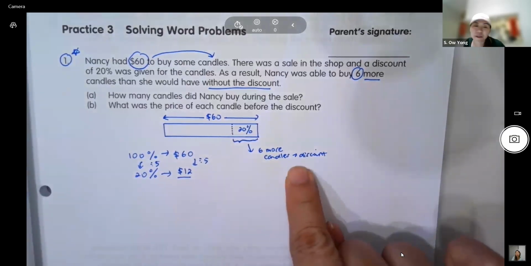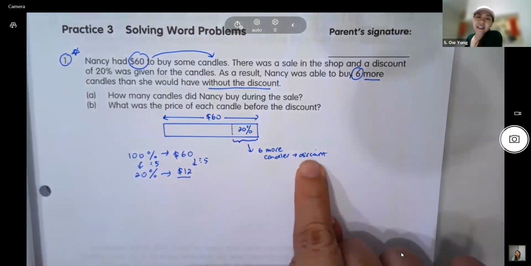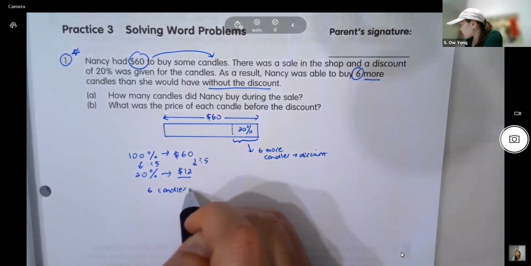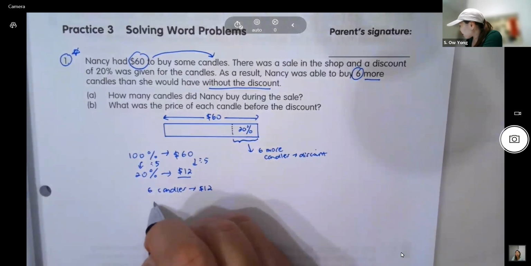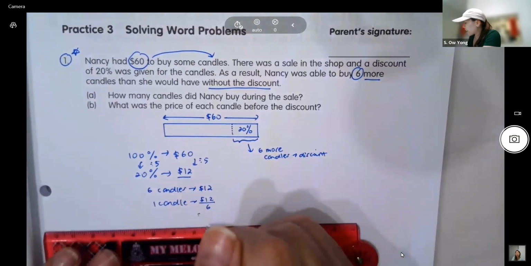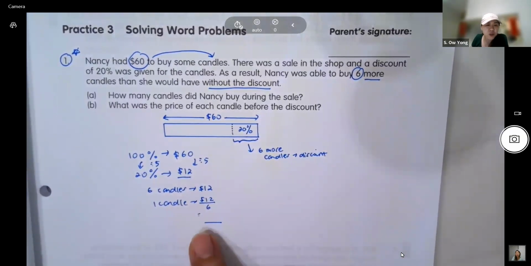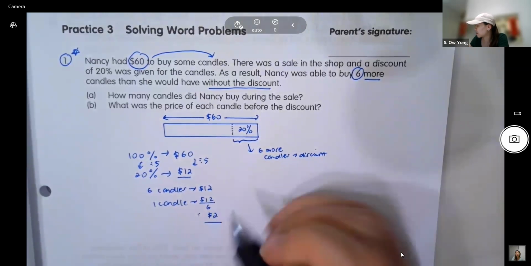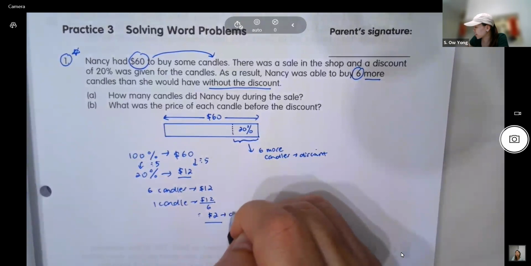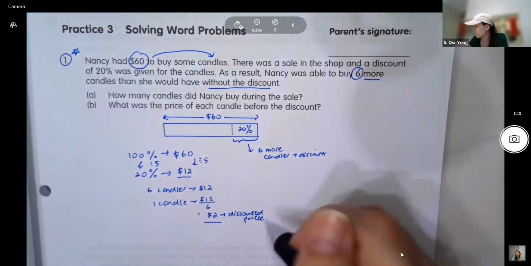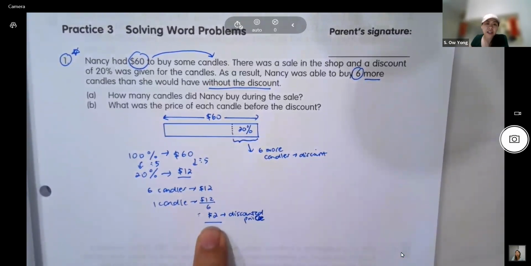But all these candles are, of course, during discount. She pays at the discounted price. So what you do is, 6 candles, $12. 1 candle, 12 divided by 6. You will find out what this amount is when the candles were sold at discount. So you realize that actually it's $2. This is the discounted price, meaning after discount she needs to pay $2 only.